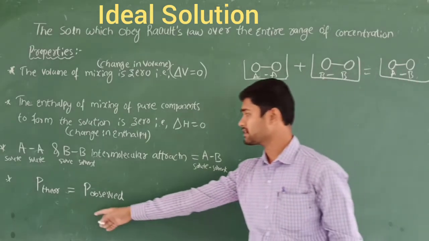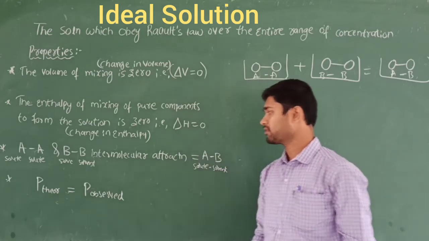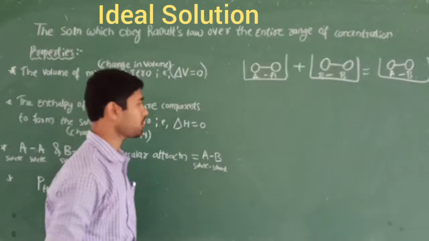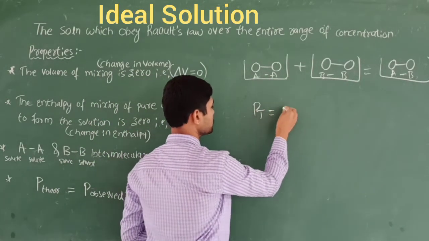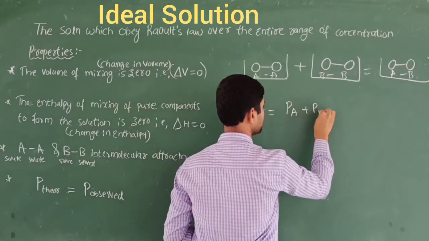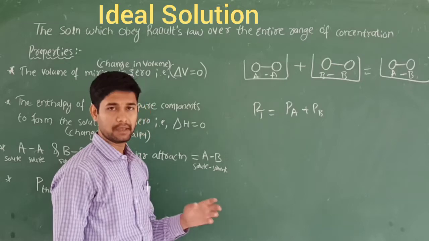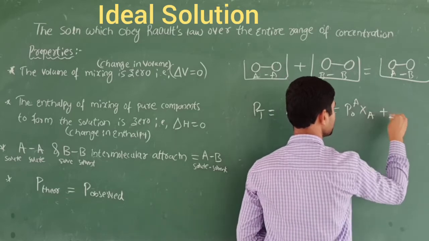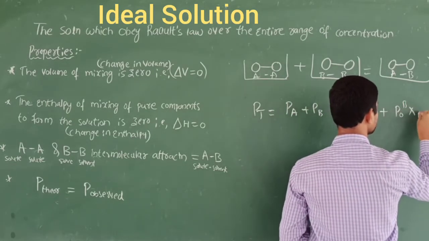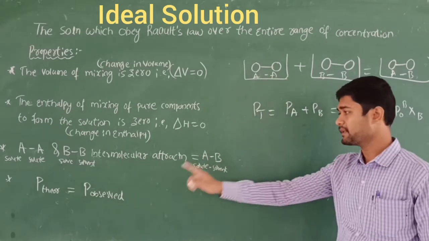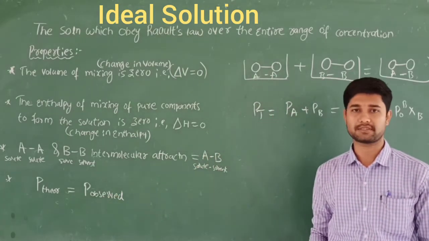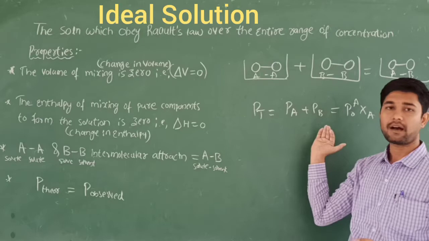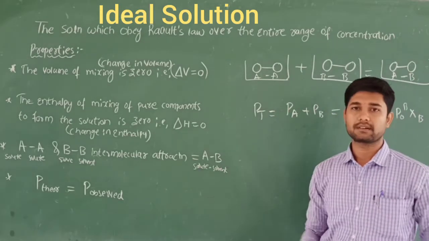And also one more last one, that is pressure. The theoretical pressure must be equal to the observed pressure. You know that when you discuss Raoult's law, the total pressure must be equal to PA plus PB, the partial pressures of component A and component B, that is, P naught A into XA plus P naught B into XB, and that theoretical pressure must be equal to the observed pressure. So according to the experiment, the theoretical pressure must be equal to this observed one.